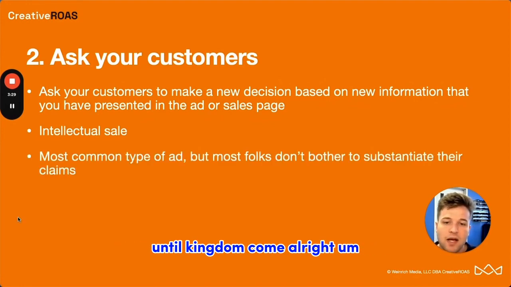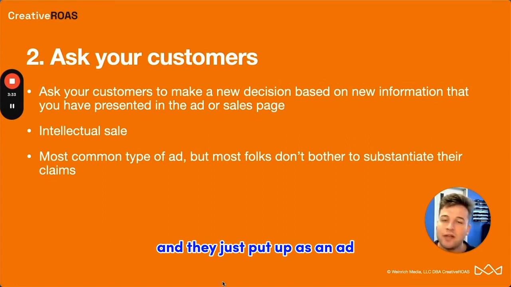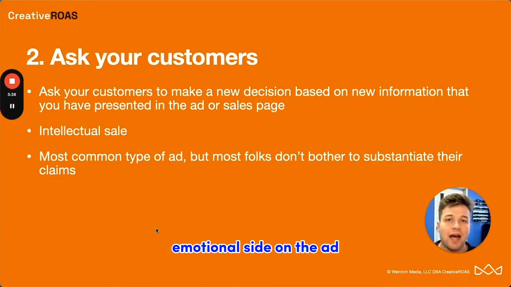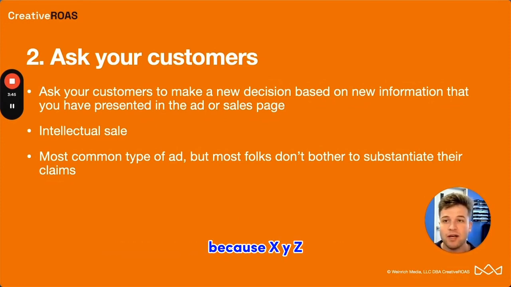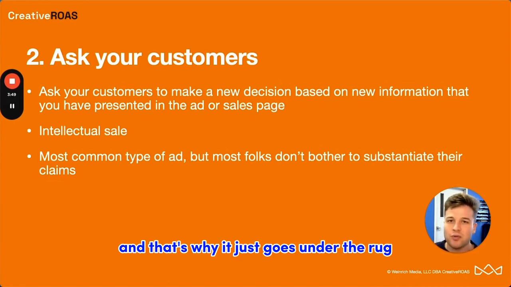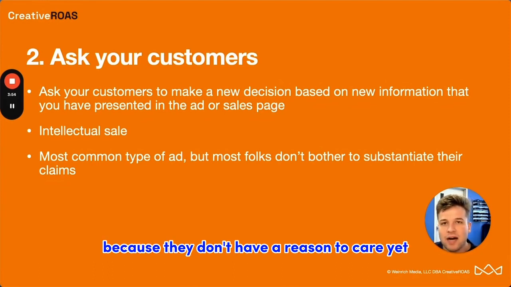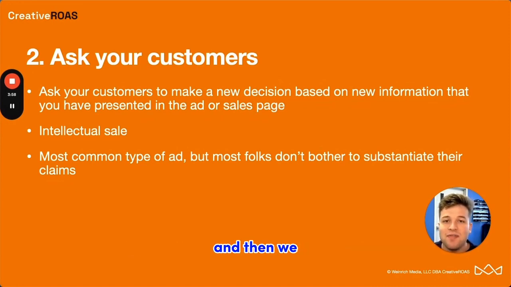Alright? This is the most common type of advertising structure that people do, and they just put up as an ad. But we're going to do it where we put up the emotional side on the ad and then use this part right here on the sales page. So a lot of people, they put something up where it's just like, hey, buy our product because X, Y, Z. And that's the ad, and then that's it, and that's why it just goes under the rug, passes through like a ship in the night. Nobody remembers it, nobody cares, because they don't have a reason to care yet, because they haven't done the emotional piece, which we do in our ads, and then we intellectually sell on the actual sales page.